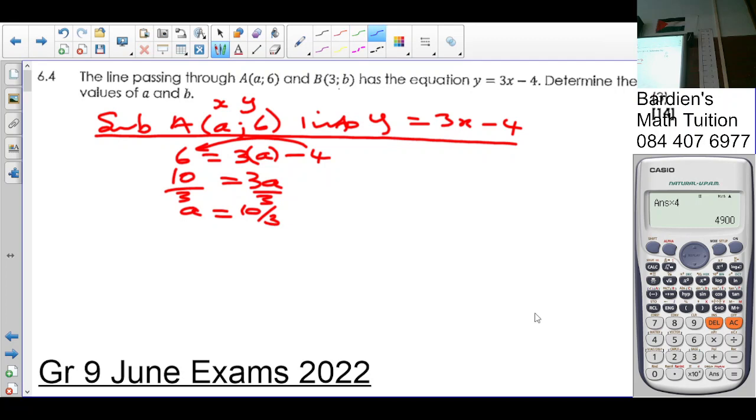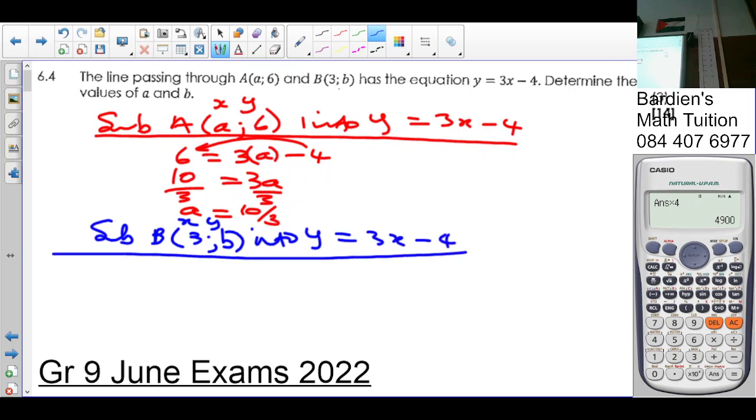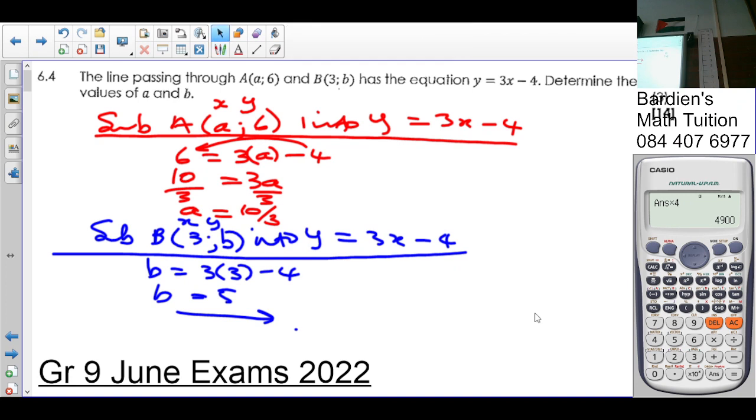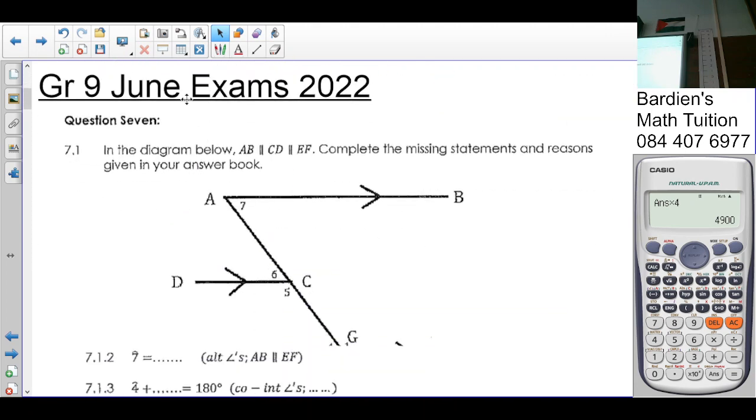On the other hand, we're going to substitute B, which is 3 and b, again that's an x and a y, into y is equal to 3x minus 4. So we have y to be b, so b is equal to 3 times x, which is 3, minus 4. 9 minus 4 is 5. So b is 5 and a is 10 over 3. Okay. Question 7.